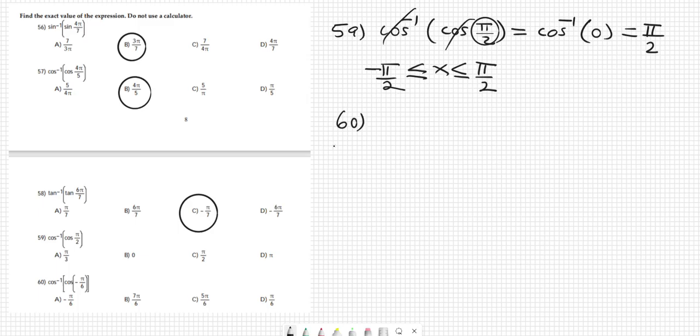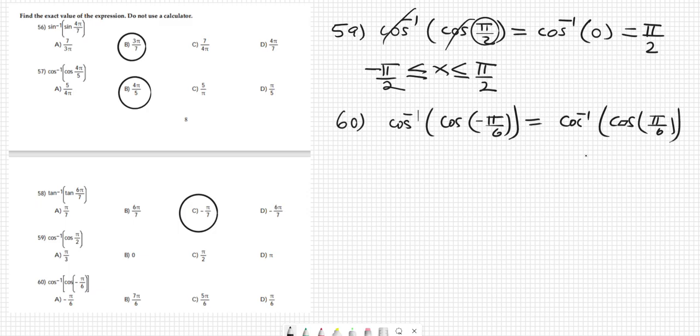60. That's the last one. Wow, fantastic. Cosine inverse of cosine direct of negative pi over 6. Immediately, I understand that the negative sign in the cosine is totally irrelevant. Thus, we have cosine inverse of cosine direct of pi over 6, because cosine is an even function.